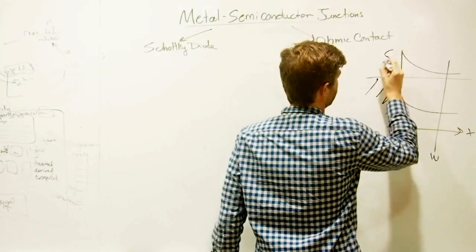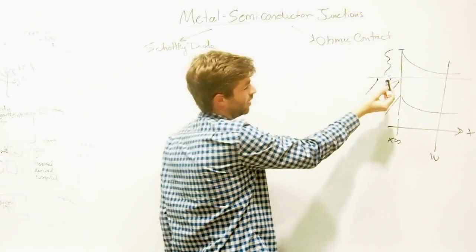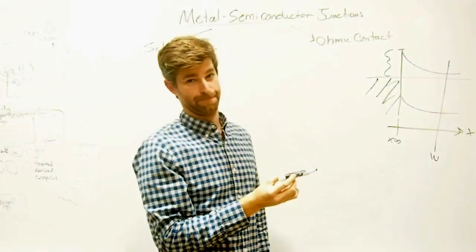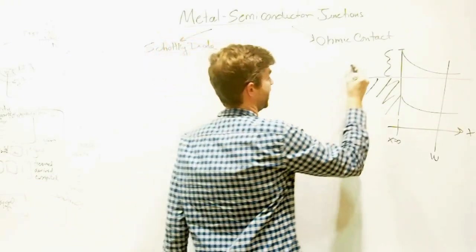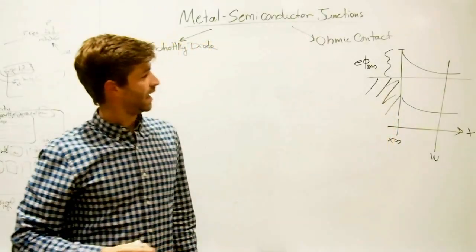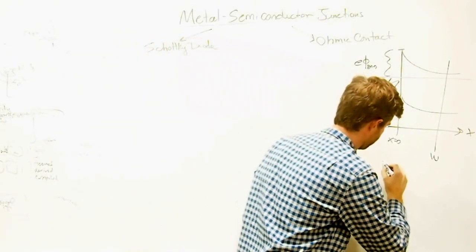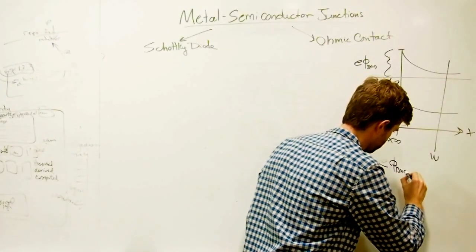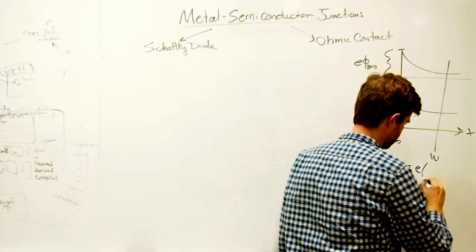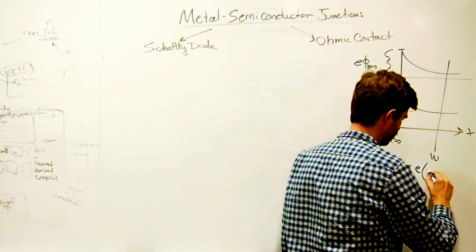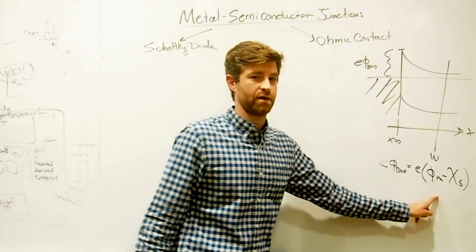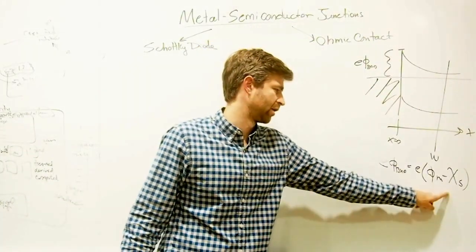Another important thing is this distance right here, from the metal Fermi level up to the top of the conduction band of the semiconductor, and that is our barrier height, or Schottky barrier height. You'll see the Schottky barrier height is simply the charge e times psi m minus chi s, so metal work function minus the semiconductor electron affinity.